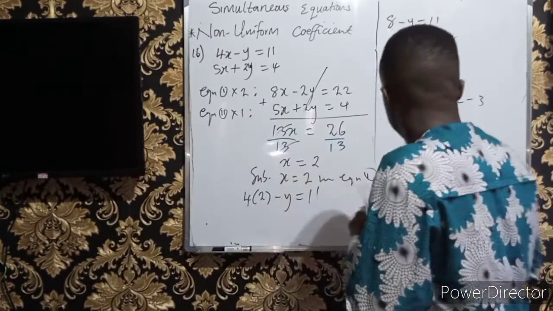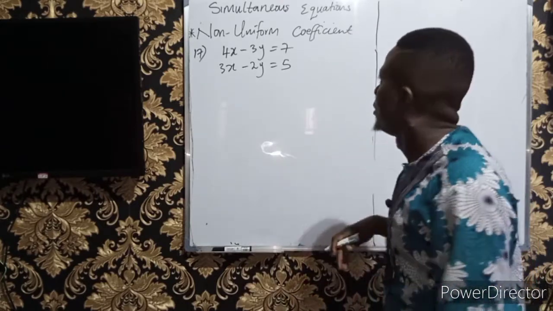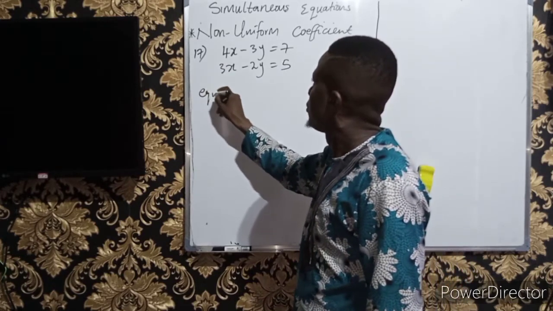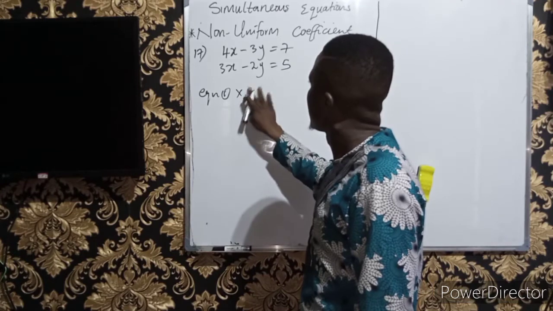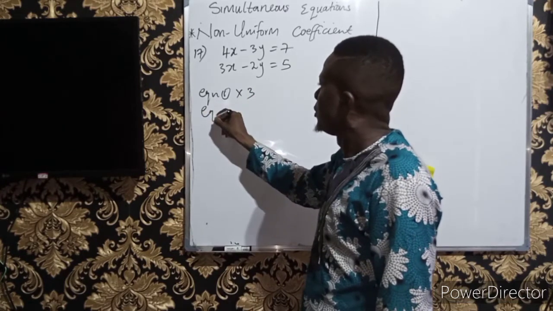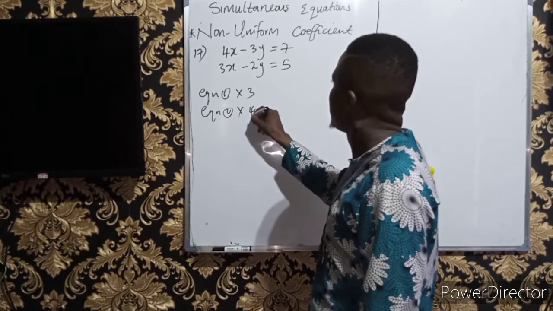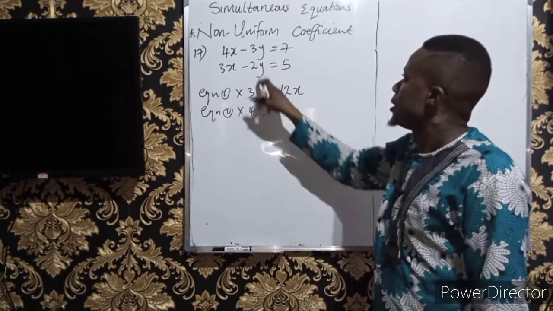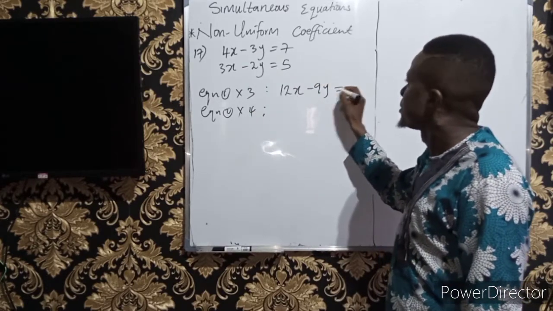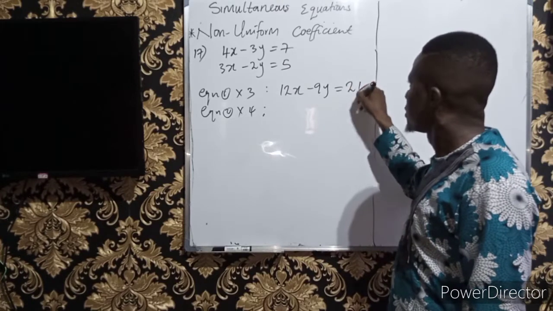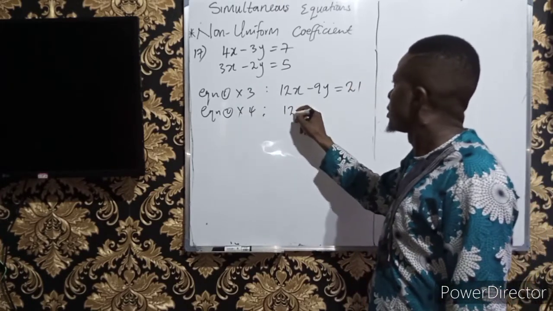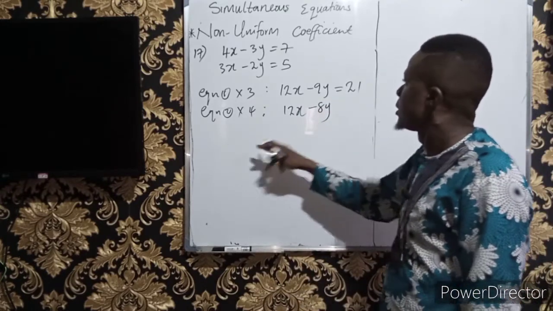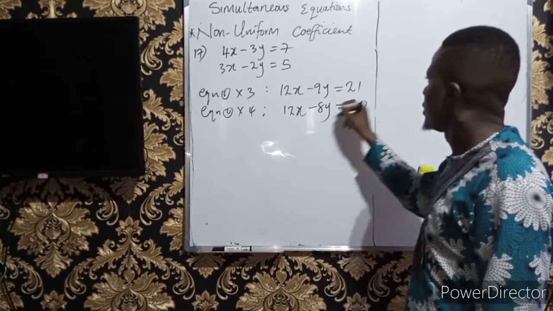Let's take the 17th question. So let me eliminate x this time around. So I have to swap the coefficients. I will say equation 1 times 3 and equation 2 times 4. 3 times 4x is 12x. 3 times this is minus 9y. And 3 times 7 is just 21. 4 times 3x is 12x. 4 times minus 2y will give us minus 8y. And 4 times 5 will give us 20.